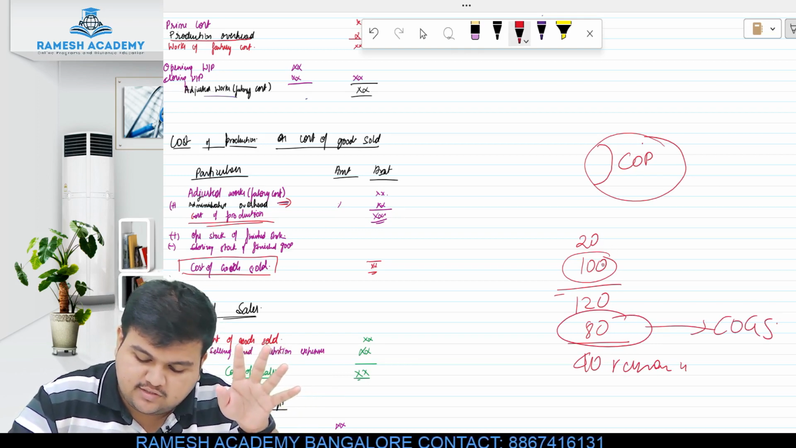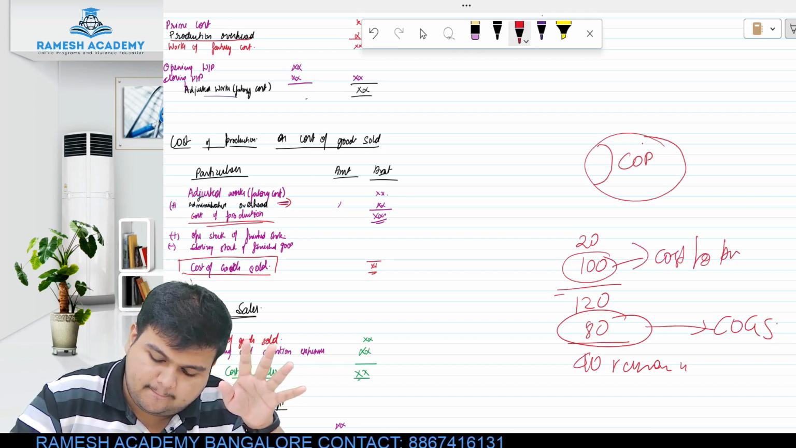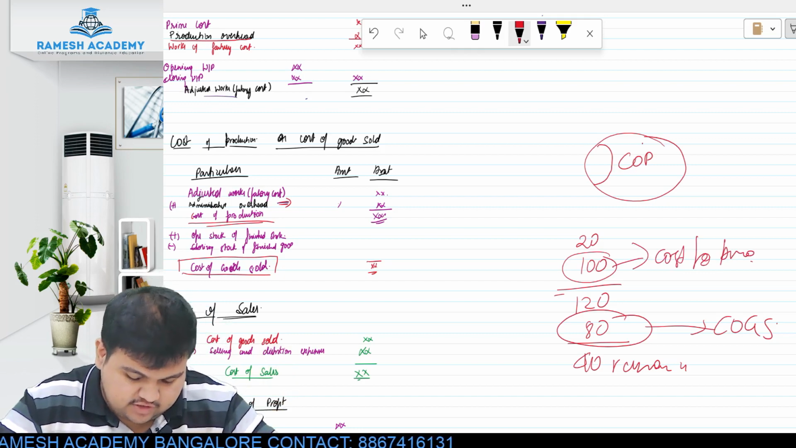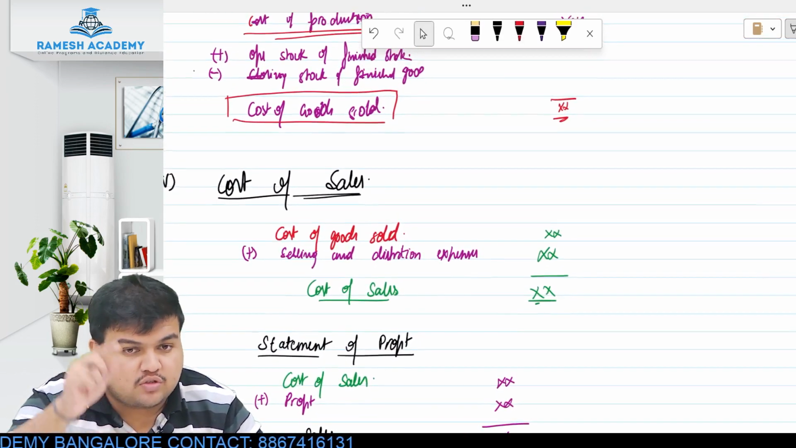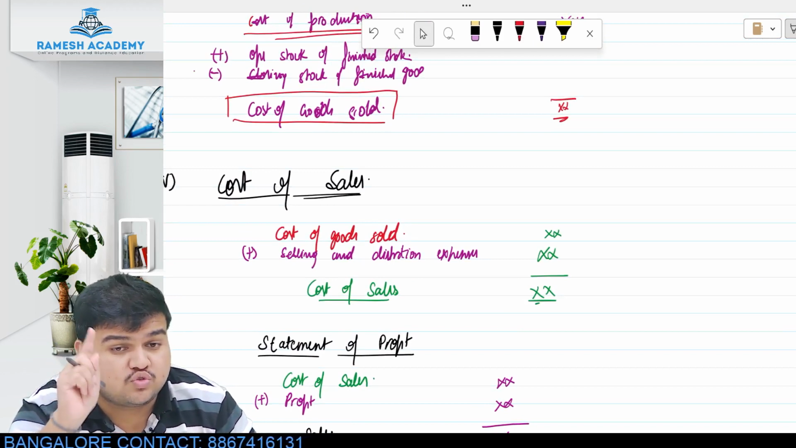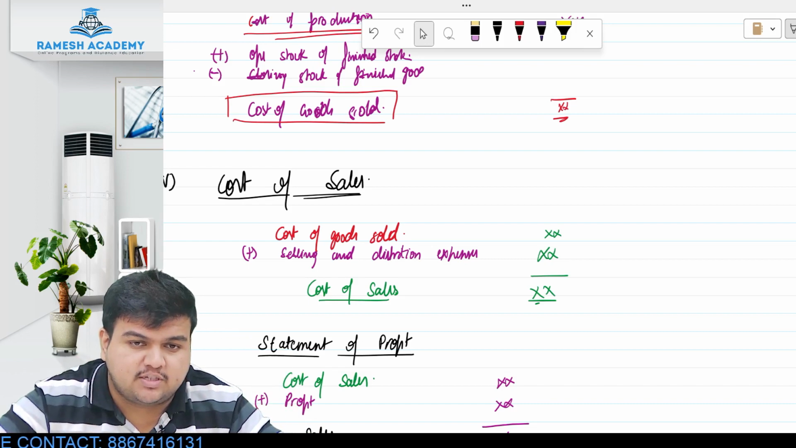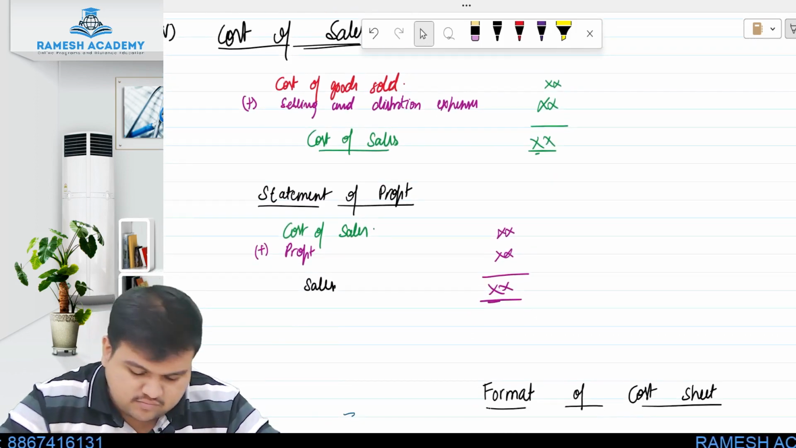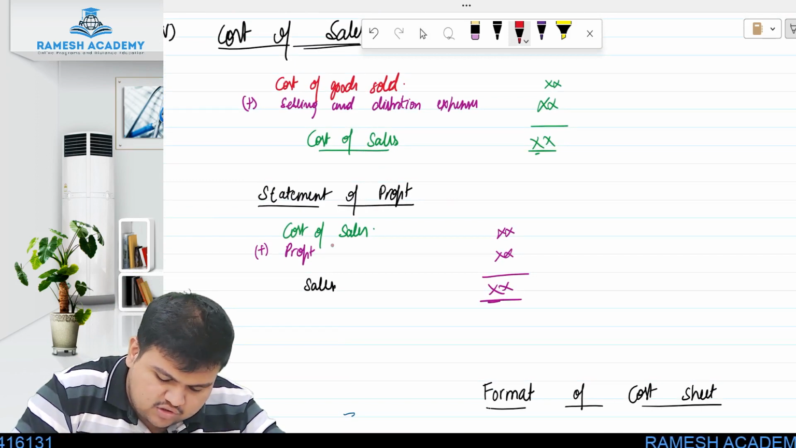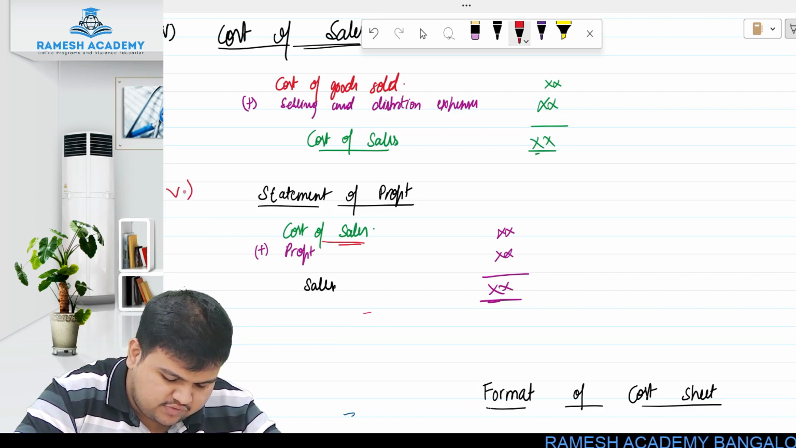This is the cost of production this year. And for cost of sales, this is the cost of goods sold. When you add selling and distribution expenses, it becomes cost of sales. Then you get the statement of profit. In the statement of profit, cost of sales plus profit is sales. This one is the 5th unit.